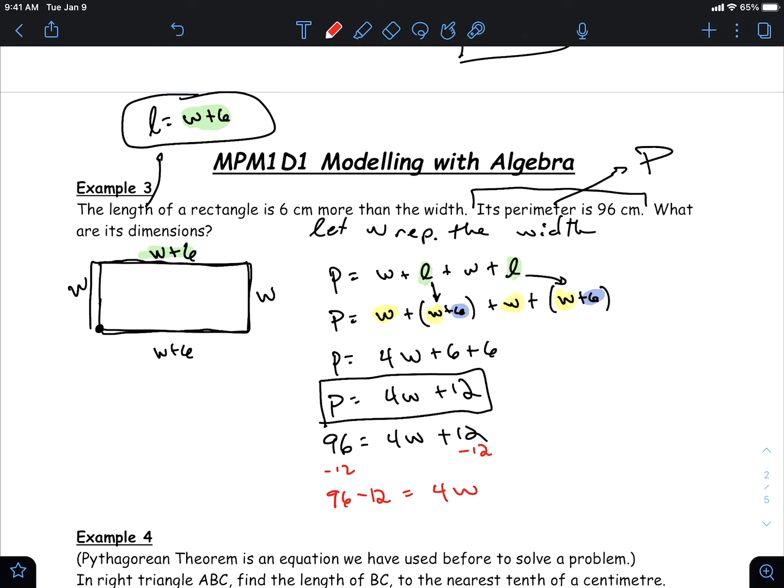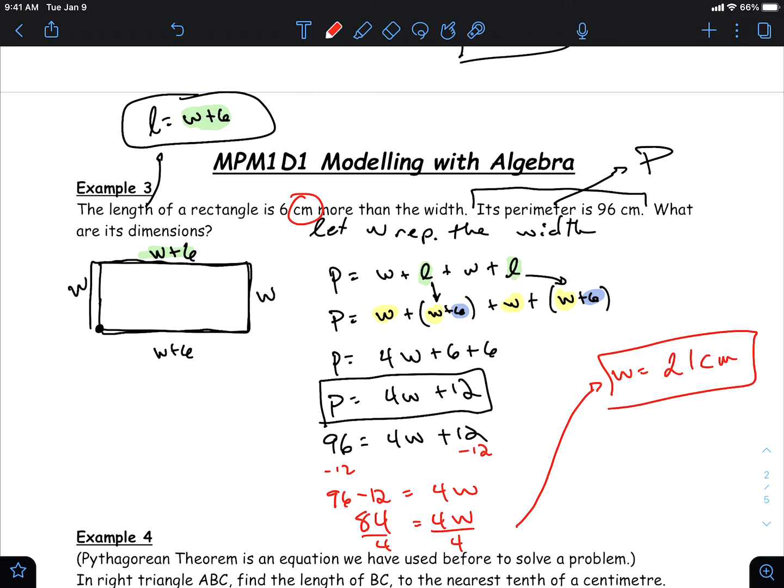What is 96 take away 12? 96 minus 10 would be 86, minus another 2, Vincent. 84 is equal to 4W. To get W by itself, divide both sides by 4. Now W is going to equal 21. Again, just be careful with the word problems. Don't just write 21. 21 what? 21 elephants, giraffes, zebras? That's 21 centimeters. Go back to your question and look at what units they've used. We see that it's centimeters, so just tack that on as units.